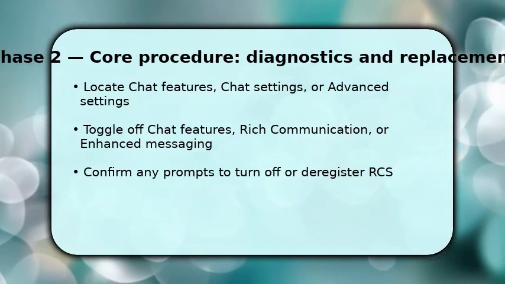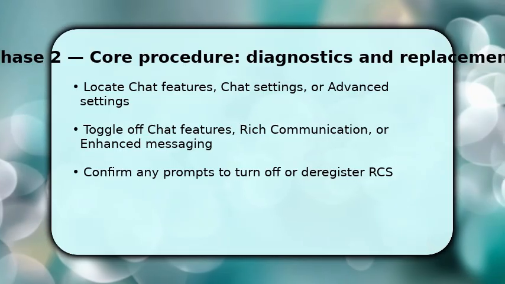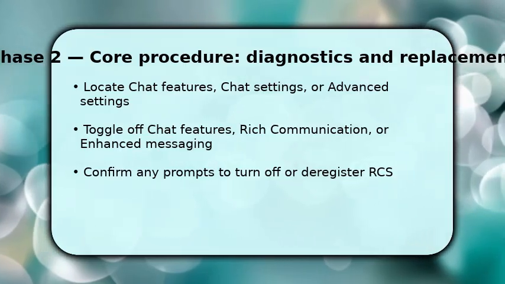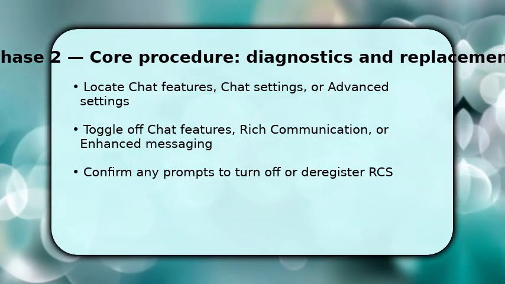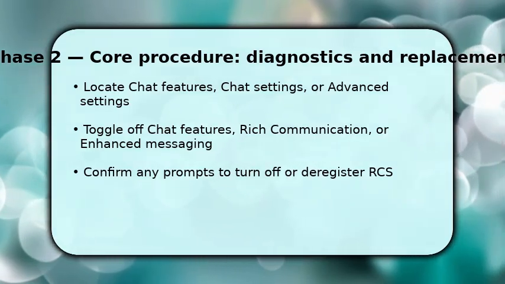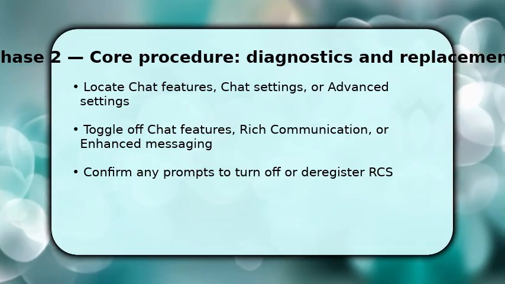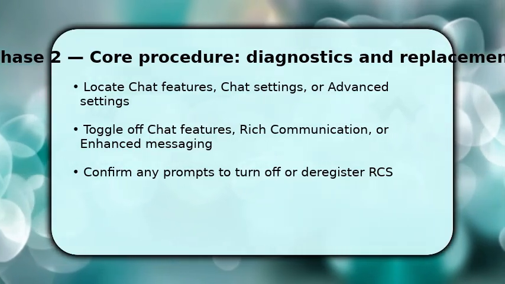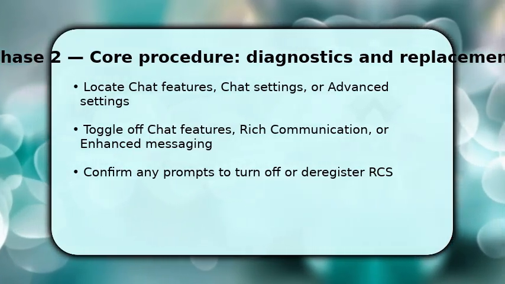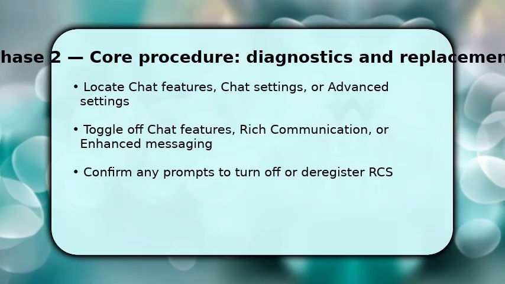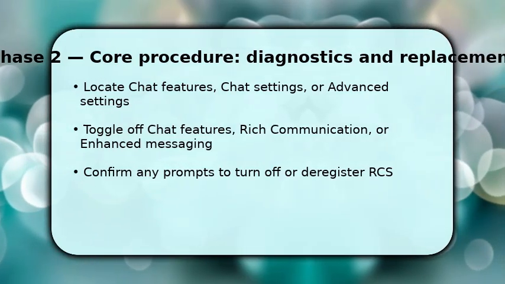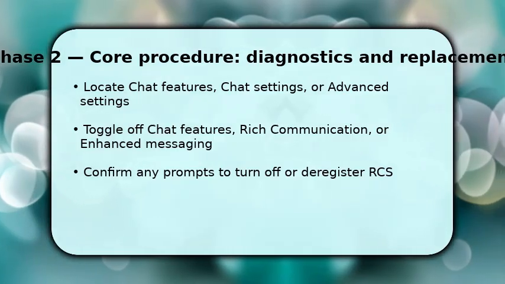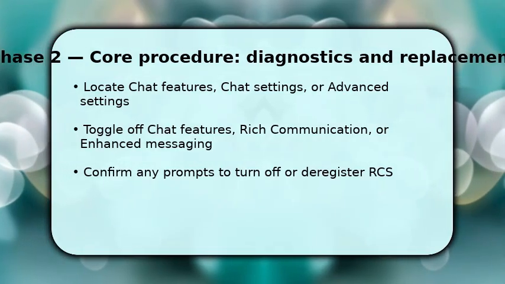Now, find chat features or advanced settings and open that panel. You'll see a toggle labeled Chat Features, Rich Communication, or Enhanced Messaging. Tap it to turn off RCS. If a confirmation appears, accept it. Some apps will deregister your number from the RCS service, which can take a minute. Once toggled off, return to the main inbox and restart the app so the change fully applies. This prevents your messages from sending as RCS and falls back to SMS.